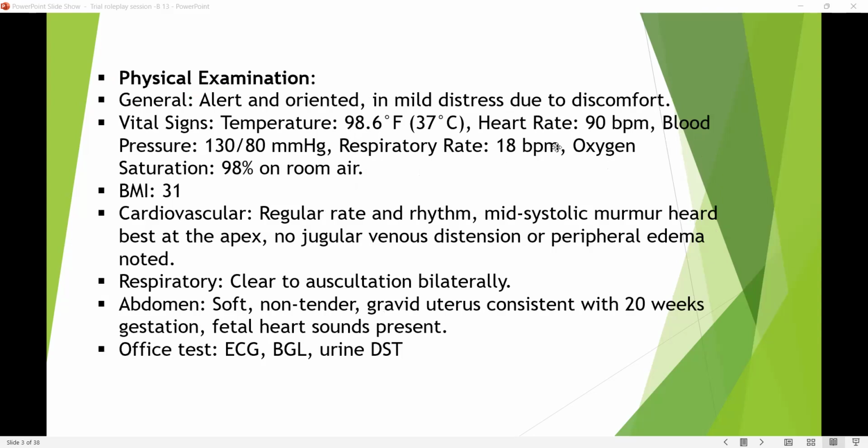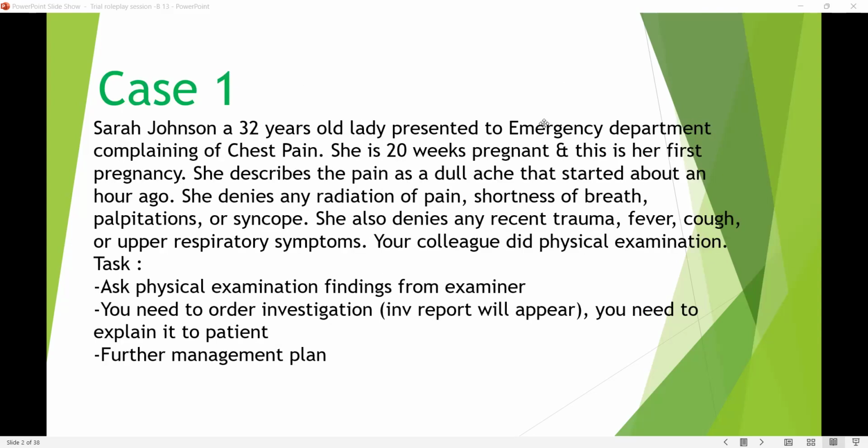So as I said, this is the physical examination finding from the examiner, not the physical examination case. Okay. So starting, you need to give a good introduction to your patient. Like you can say, hi, Sarah, I'm Dr. X. I'll be looking after you today.